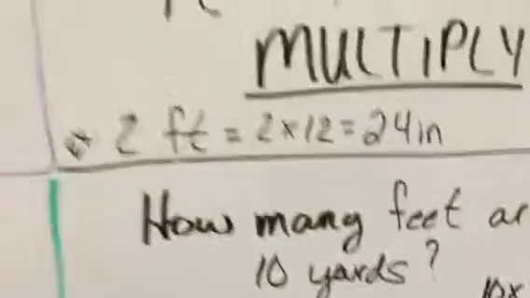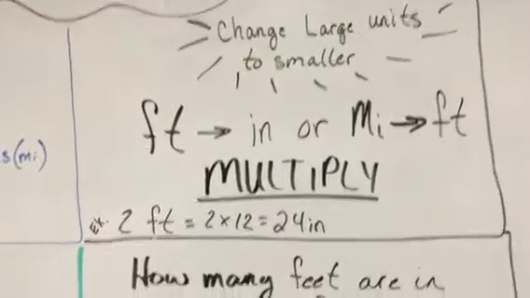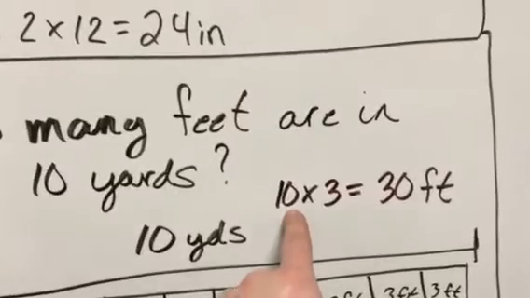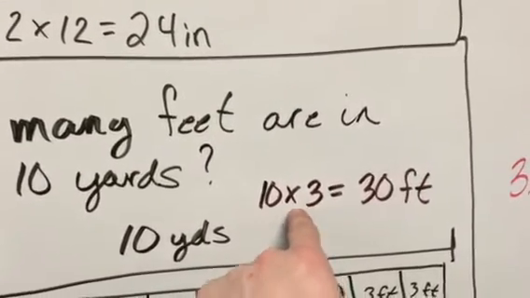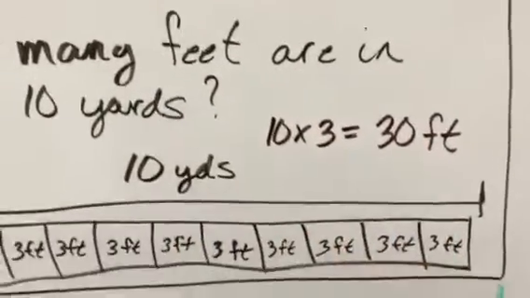Or I can simply do what I did right here when I'm going from large units to smaller, just like from yards to feet. I can multiply. So I could do 10 yards times 3 feet in 1 yard. 10 times 3 equals 30. So in 10 yards, I have 30 feet.